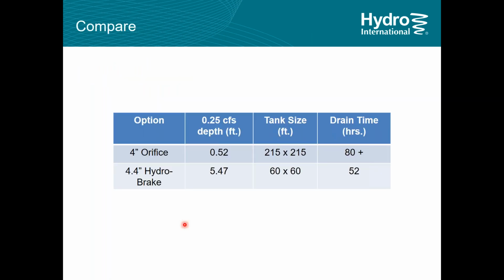And just by comparing the two, 4-inch minimum orifice, 0.25 CFS, storage depth is around about half a foot, 0.52 feet, but your footprint, 215 by 215 feet with an 80-hour drain down time. Using the hydro brake, I can actually increase my outlet size to 4.4 inches. I can drive that down to 5.47 feet, 60 by 60 footprint, and a 52-hour drain time. None of this has exceeded my allowable discharge. So downstream, things are actually in better condition because I'm not extending peak flow, so I'm actually mimicking the pre-development condition better.